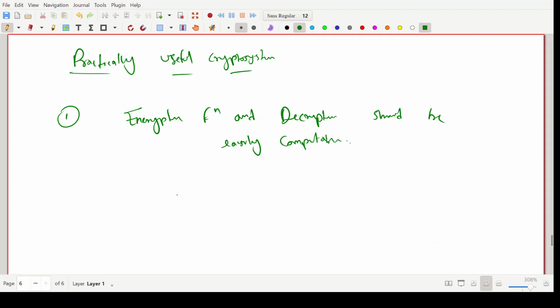What do you mean by that? Suppose you are having an encryption rule, then you can easily encrypt your message. If you are having a decryption rule, then you can easily decrypt your ciphertext. Correct?